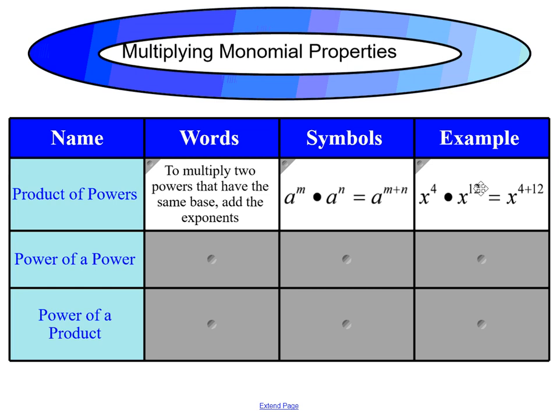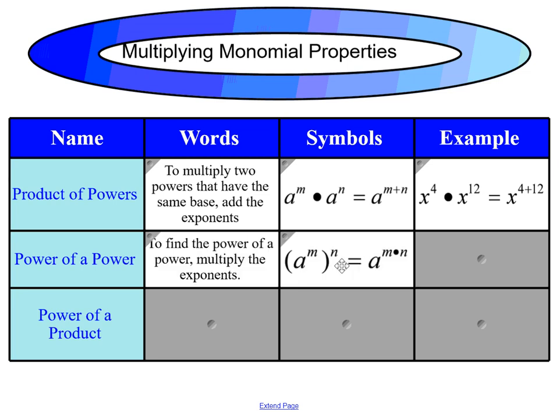If we have a power of a power, that basically means we have a base raised to a power, and then outside of that we have it raised to another power. When we have that happening, we can simply multiply their exponents together.